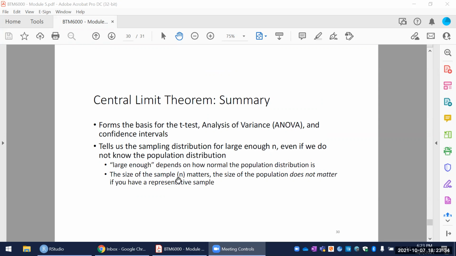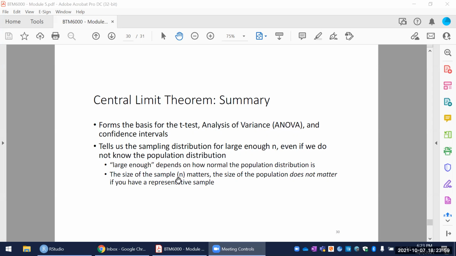So, and why is this all important? Because all of this is the basis for t-tests, hypothesis testing using analysis of variance, the quantification of confidence intervals, which is going to be super interesting and super important for you to know, not only for the final project, but also for any scientific paper you may be writing down the road.